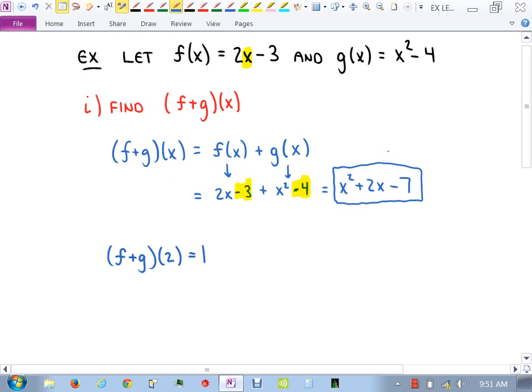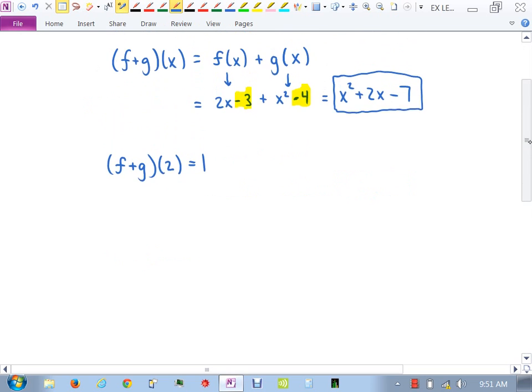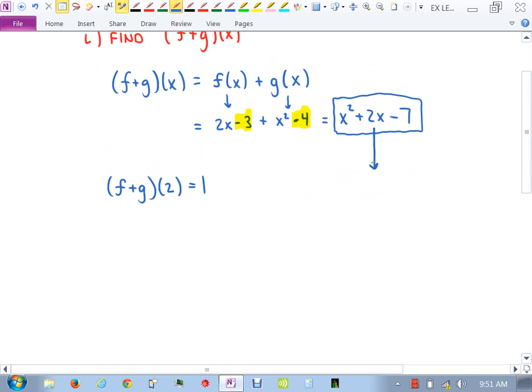But take this function right here and plug 2 into that one instead. What would you get? Plug 2 in here. 2 squared plus 2 times 2 minus 7. So you get 4 plus 4 minus 7, which is 1, right? Isn't that the same answer? It's the same answer, right?